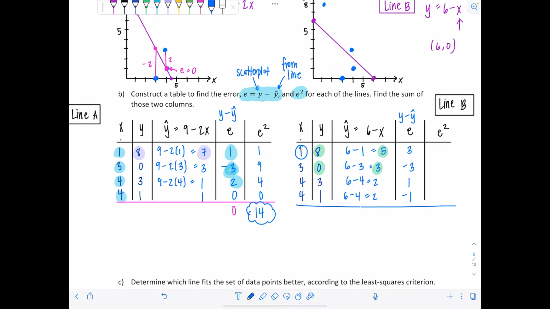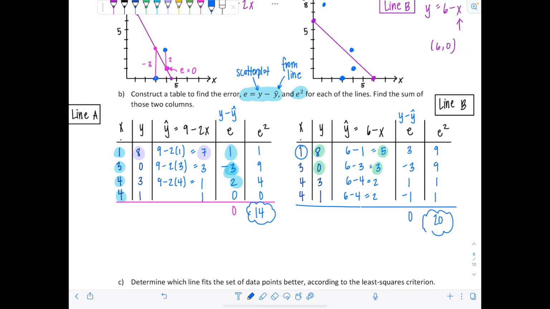Okay. Again, notice if we sum up this column, the errors, it's set up so that the positive and the negative errors end up canceling each other out. Again, not because the line is so great, it goes through everything perfectly, there's no error. No. So let's square them all, so the positives and negatives don't cancel out. And 9 plus 9 plus 1 plus 1 is 20.